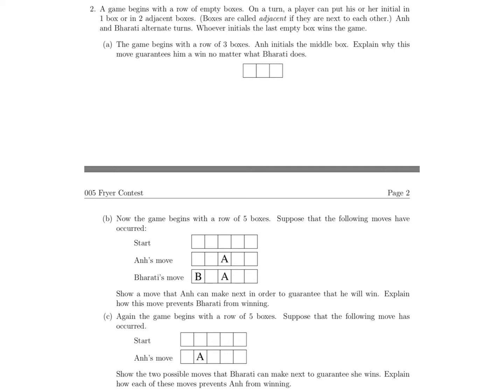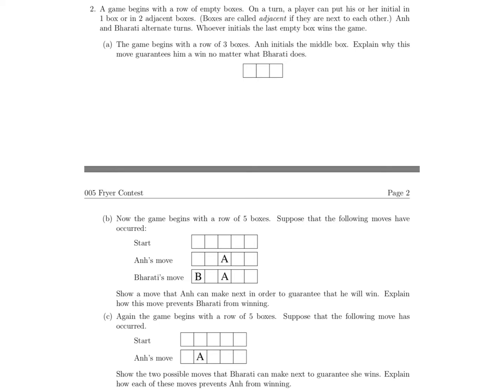A game begins with a row of empty boxes. On a turn, a player can put his or her initial in a box or in two adjacent boxes. Anne and Bharati alternate turns. Whoever initials the last empty box wins the game. The game begins with a row of 3 boxes. Anne initials the middle box. Explain why this move guarantees him a win no matter what Bharati does.